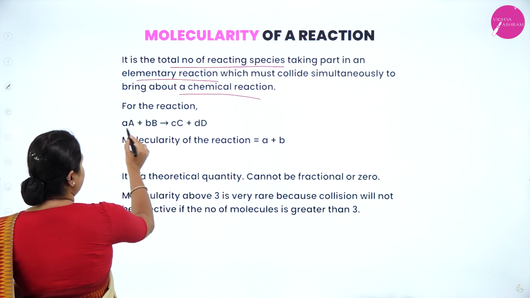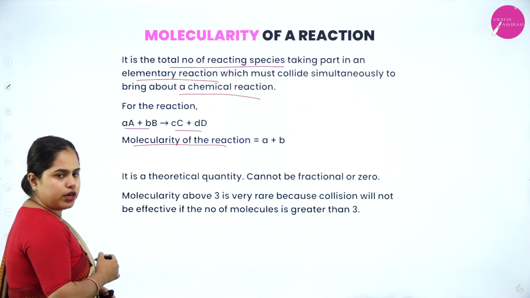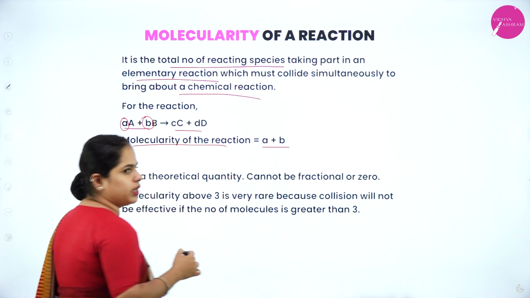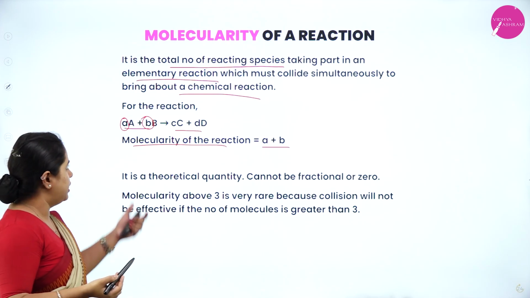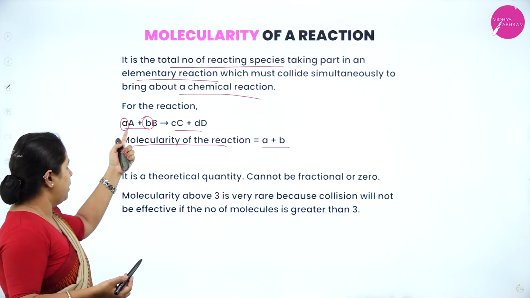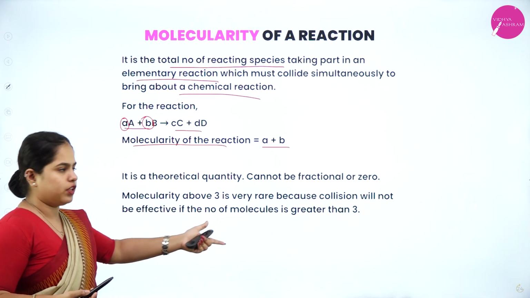So let's take an example, aA plus bB giving cC plus dD. So in here, what is the molecularity of the reaction? That will be this small a plus small b. So a plus b will give you the molecularity of the reaction. That is how many number of reactant species are there, right? So a plus b, these are the number of moles. So a plus b will give you the molecularity of the reaction.